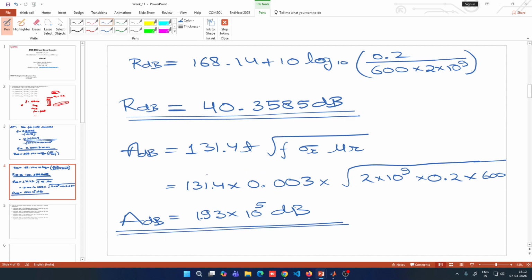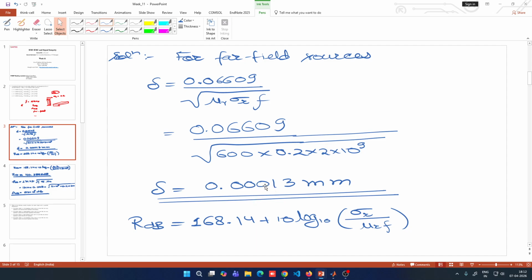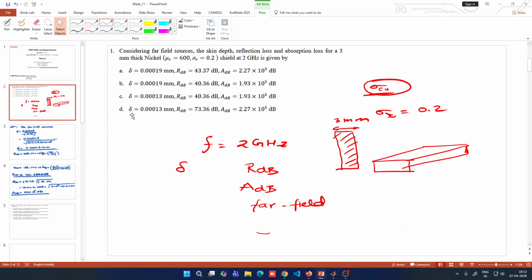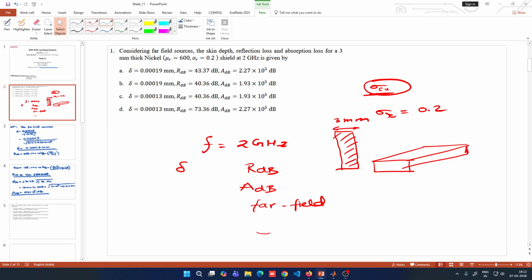So here if we see which kind of loss is more dominating here, because of absorption most of this wave is getting attenuated, because it is 1.93 into 10 to the power 5 decibels. Here the reflection losses are only 40.3585 decibels. So now we will match it with the given options. So we found that the skin depth was 0.00013 mm, 40 point. So the correct option is option C.